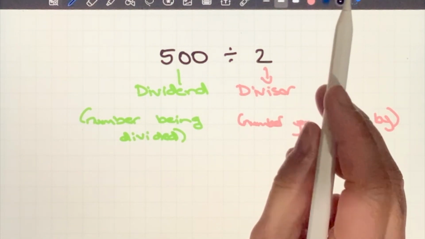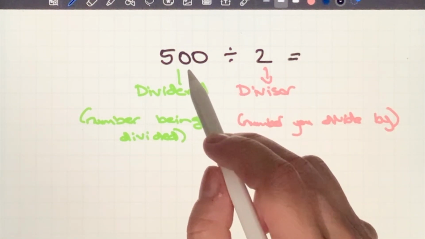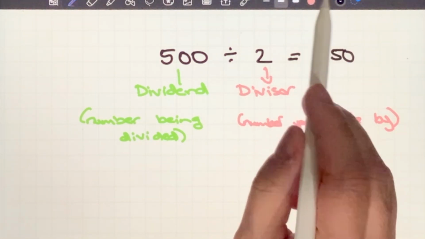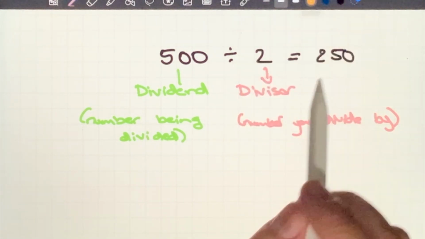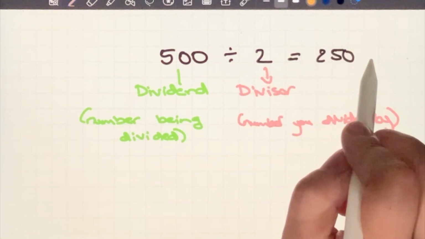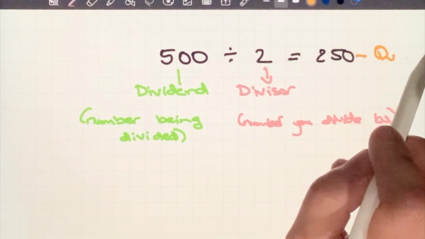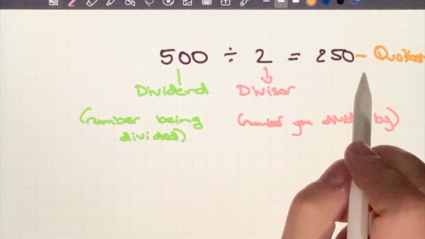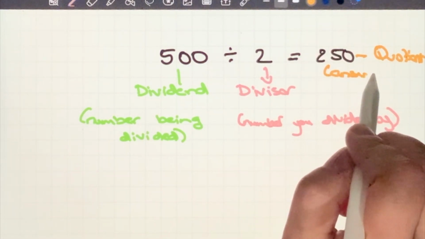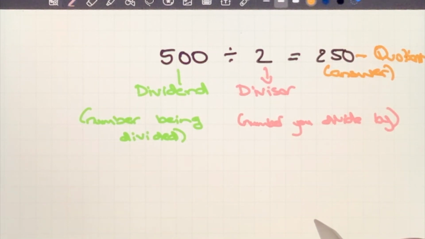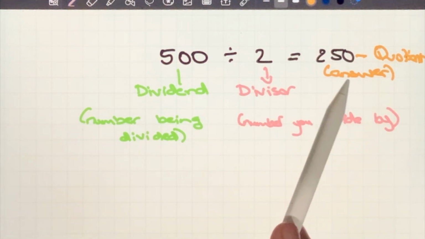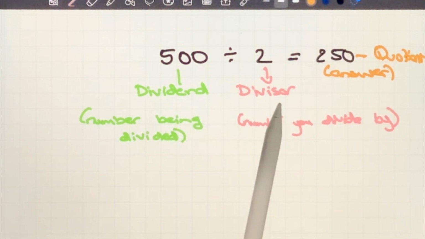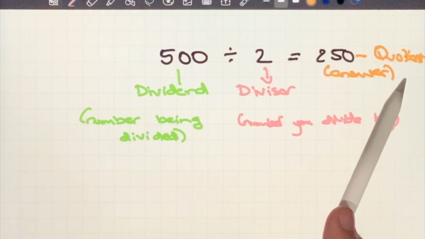And then when you get the answer, which in this case is 250, we call this number the quotient, which means that is the answer. So these are three terms that you need to know: dividend, divisor, and quotient.